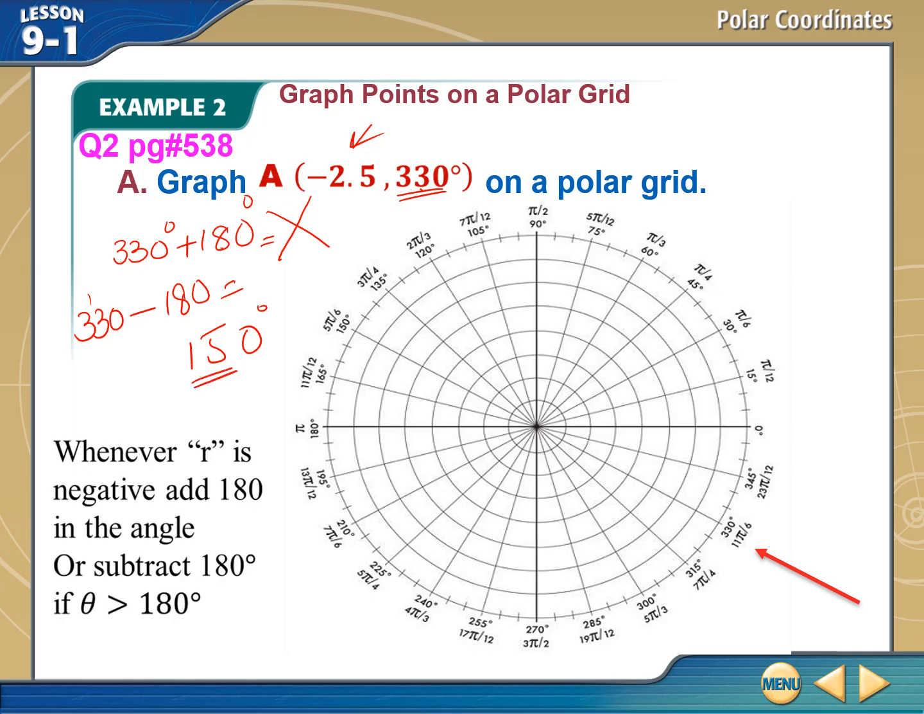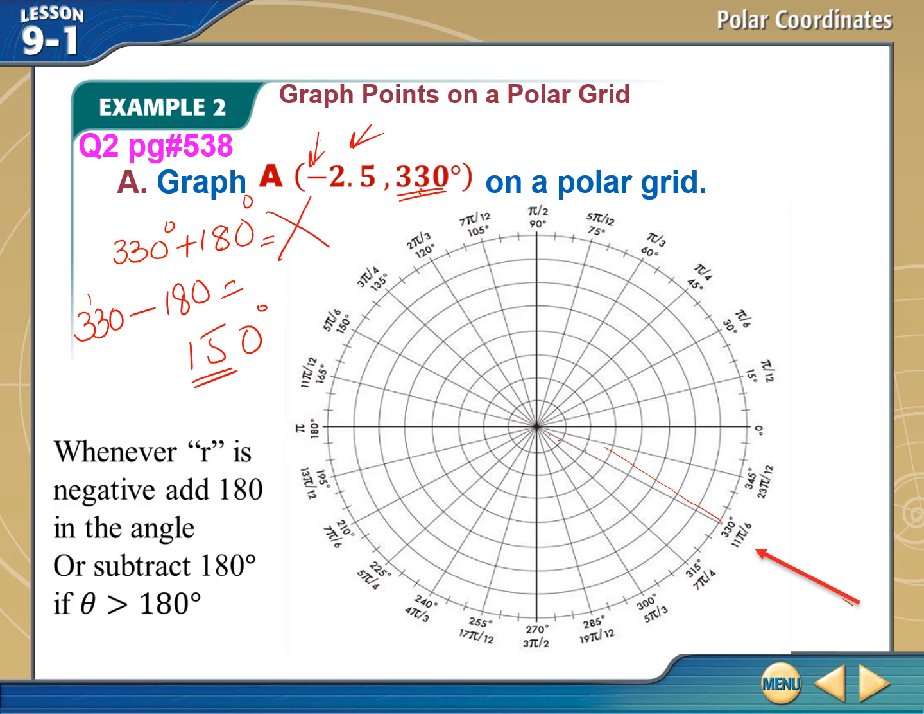So this should be my desired answer in the end. But I know that whenever r is negative and theta is positive, first of all, I ignore this negative sign and I find where is my 330 degree and I will just plot a point at 2.5. So 330 degree in this direction, and 2.5: first circle, second circle, and it should be in between the second and the third circle.